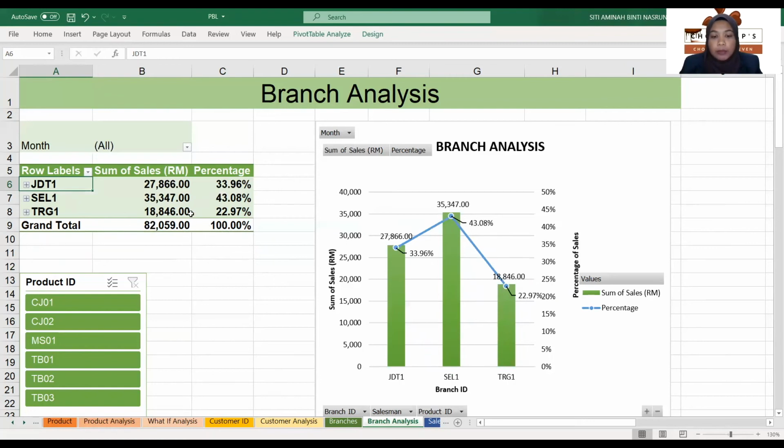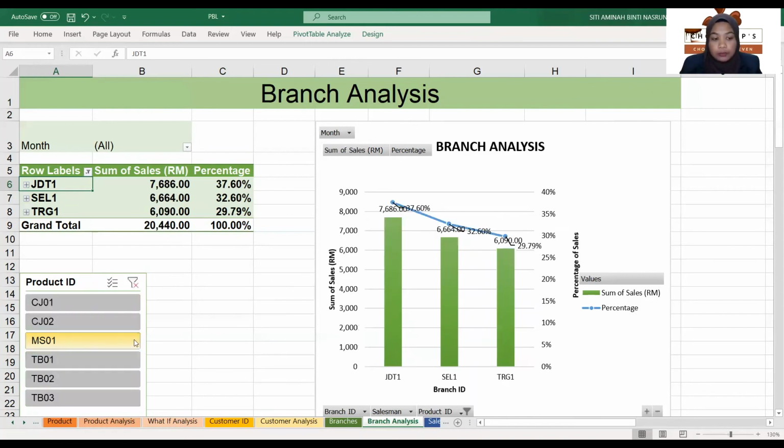Other than pivot table and pivot chart, slicer is also used in this analysis. We choose the product ID slicer so that we can quickly and easily filter the sales of each type of product according to the branches. Cocoa milkshake with product ID MS01 has the highest sales in Chocodap Enterprise. Now, we want to know the sales of cocoa milkshake for each branch. By referring to the pivot chart, we can see that the Johor branch contributes the highest sales of cocoa milkshake.